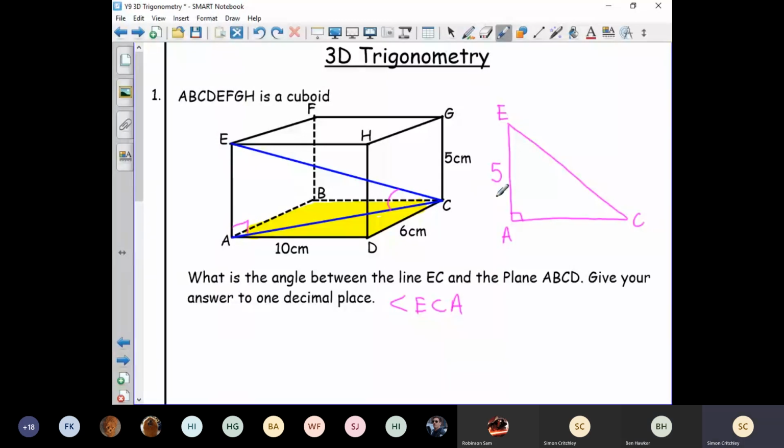A to C, yeah, nice. This is going to use Pythagoras to get on the bottom. I think this is going to be the square root of 10 squared plus 6 squared. Okay? Then we're trying to work out this angle in here.